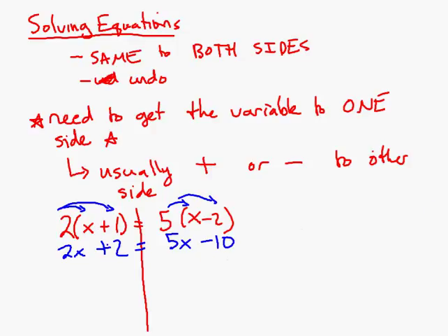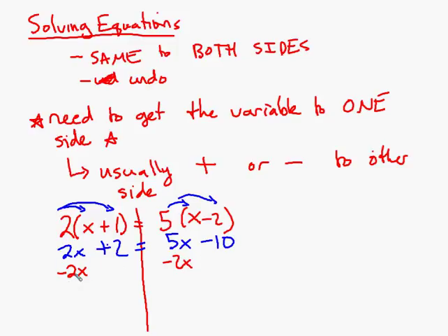Now, notice I have a variable on both sides. I have it here, the 5x, and I have the 2x on there. Now I can either subtract 5x from both sides, or I could subtract 2x from both sides. It does not matter. I'll subtract the 2x. Do you see how I wrote that? I lined up my like terms. I simplified first, and now I'm getting my variable to one side.